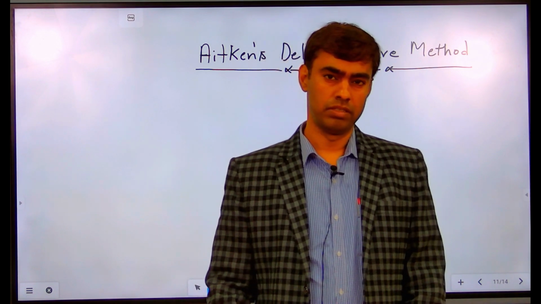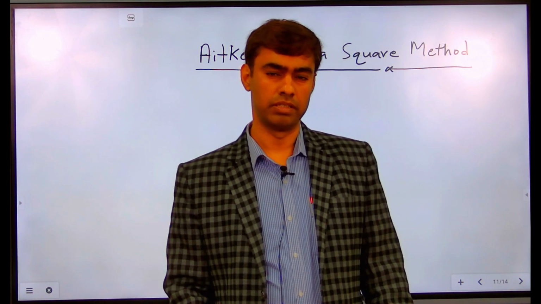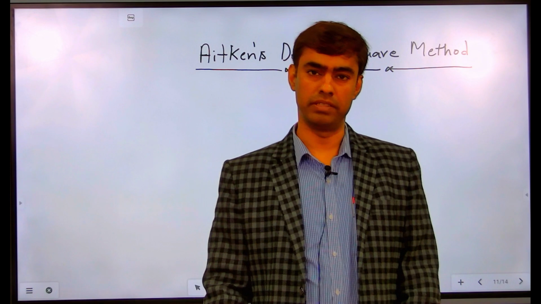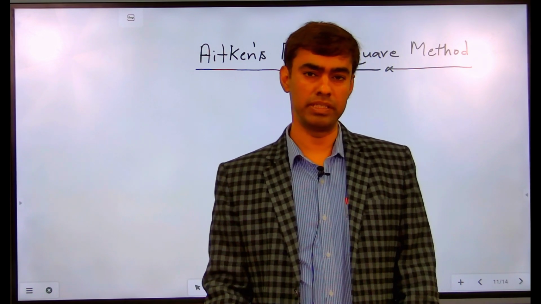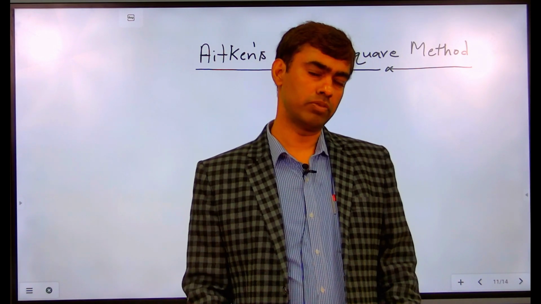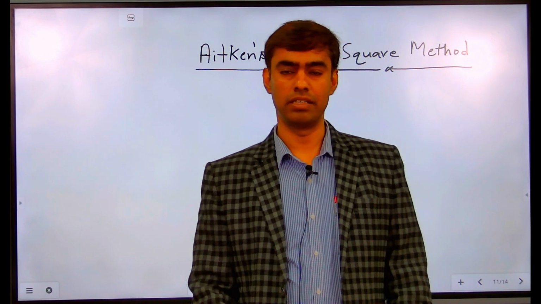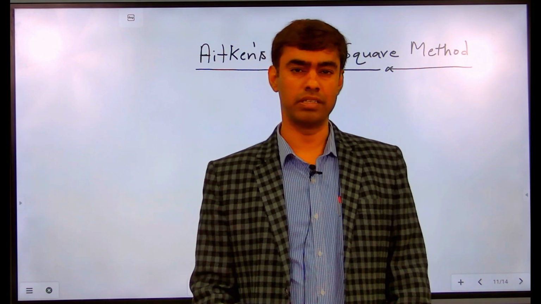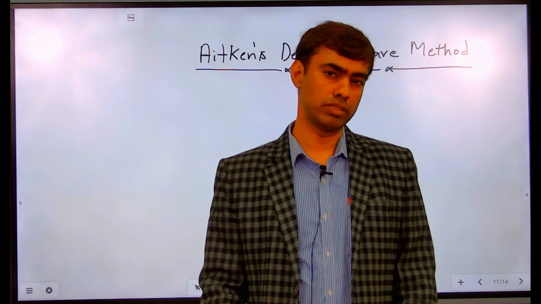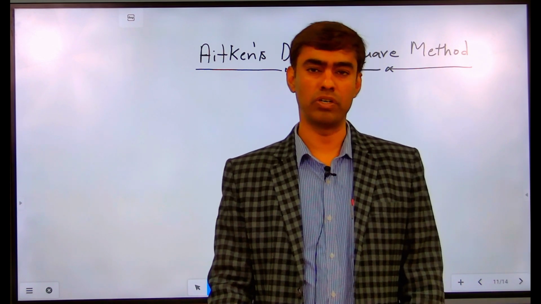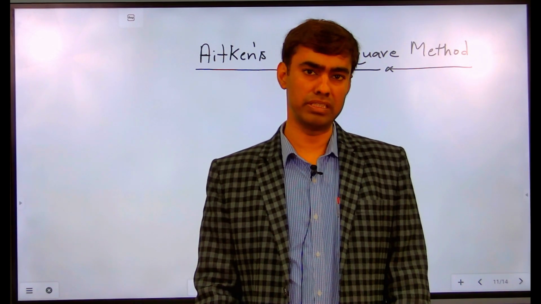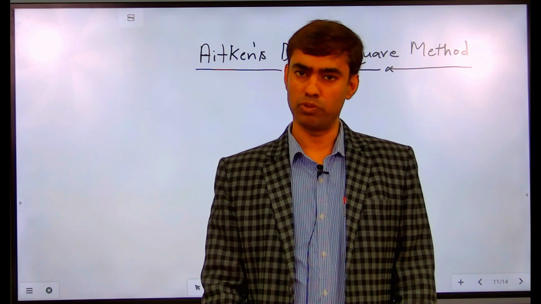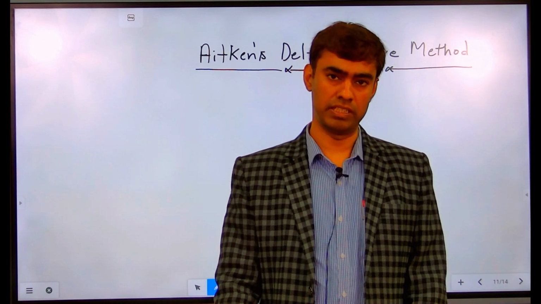Hello student, today we are going to discuss Aitken's delta square method. What is Aitken's delta square method? In Aitken's delta square method, we accelerate the rate of convergence of an iterative method. Here we focus on the fixed point method, and how we accelerate its rate of convergence using Aitken's method.